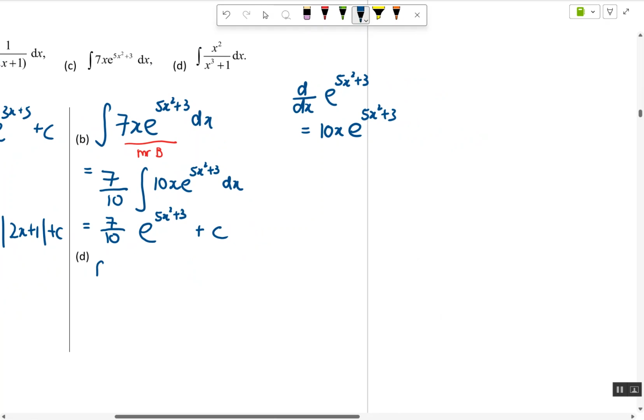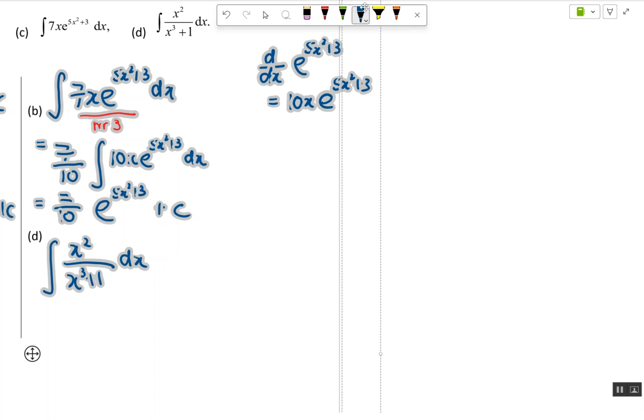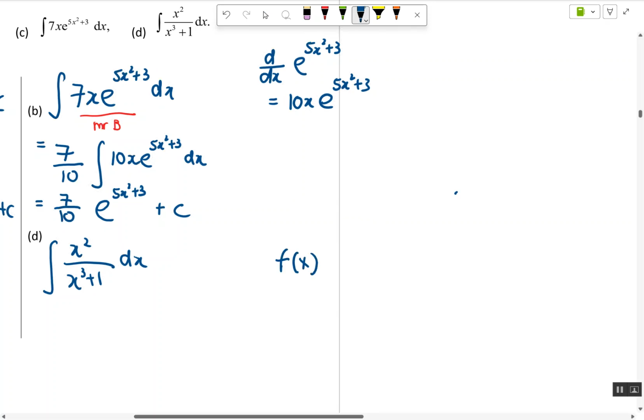Yeah, next one, the integral of x squared over x cubed plus 1. Check if the numerator, if the power of the numerator is greater than the power of the denominator. If ever it is greater or equal, first you have to do long division, but in this case it is not. Okay, so if it is not, then let's look at this. My fx is equals to x cubed plus 1. Okay, so what is my f prime x equals to? 3x squared.